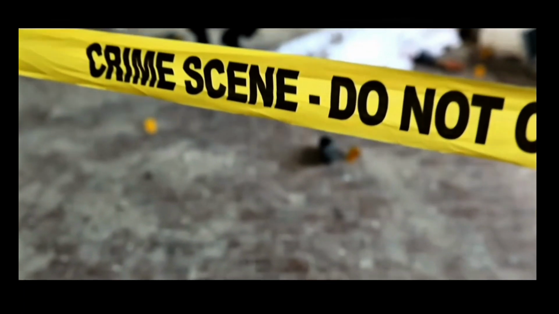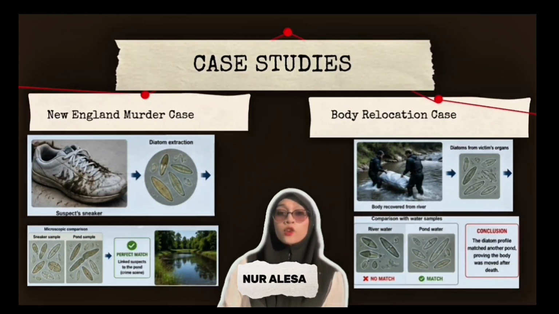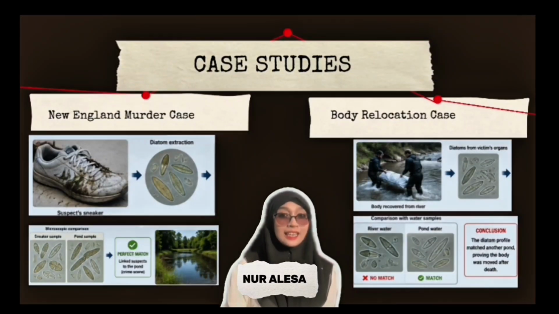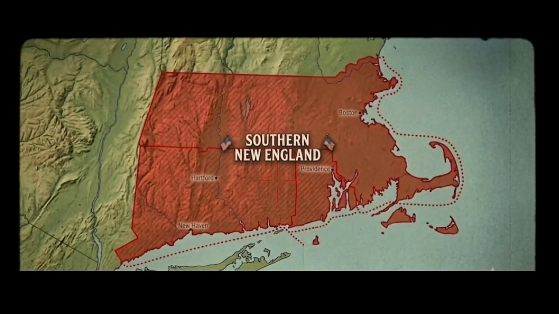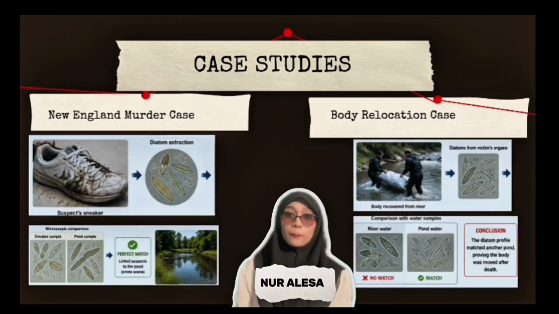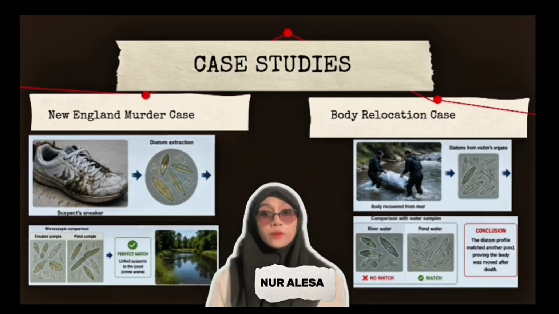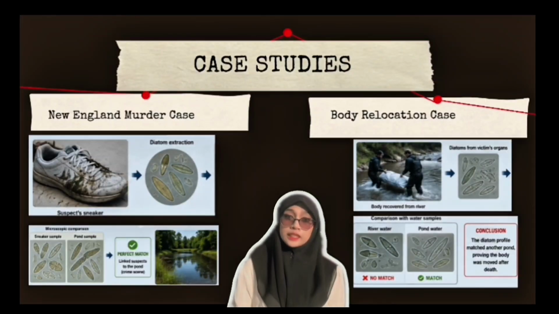Next, I will explain the case study. The journal explains several forensic cases where aquatic microorganisms help investigators identify drowning locations and connect the suspect to the crime scene. In one murder case, scientists compared diatoms found on the suspect's sneakers with the water sample from the boat. The microorganisms matched, which helped link the suspect to the crime scene.